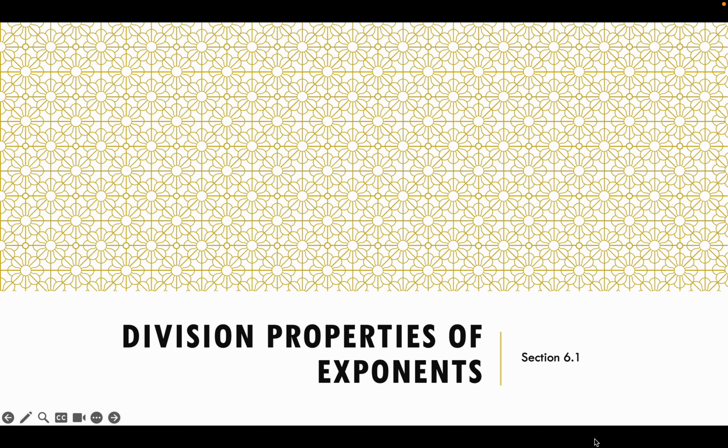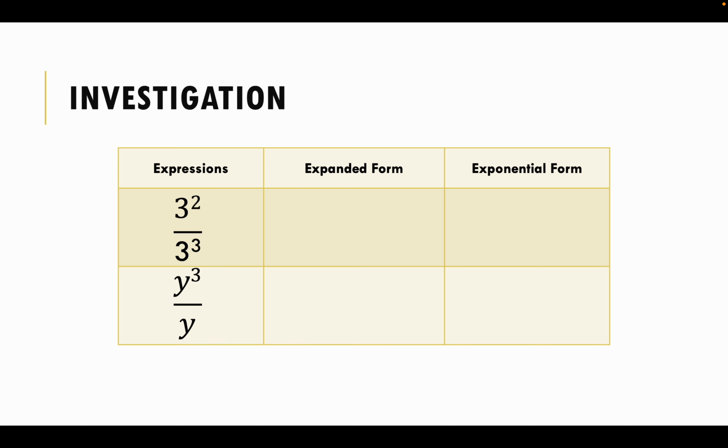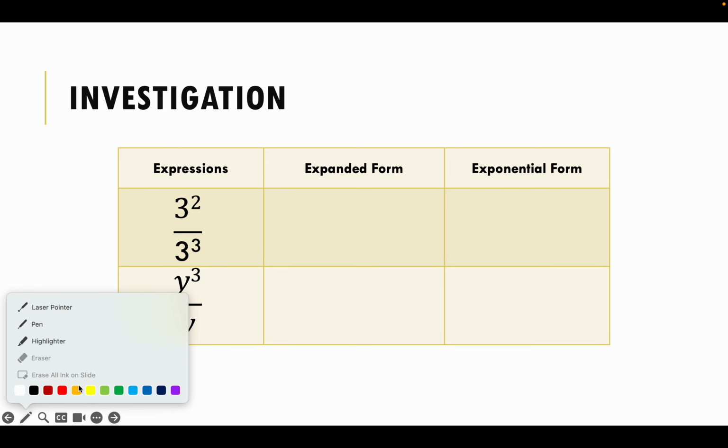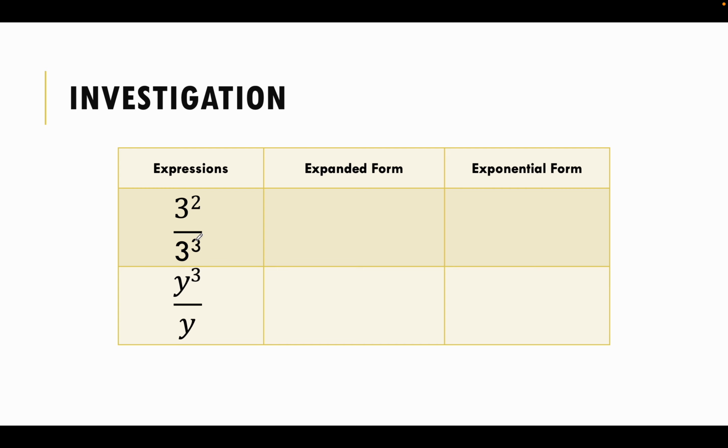In this video, we will be learning about division properties of exponents. First, let's take a look at what a division property of exponents might look like. So we have here 3 squared divided by 3 to the third. If we expand that, we have 3 times 3 over 3 times 3 times 3.